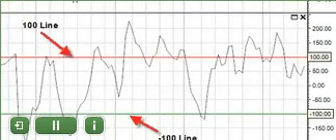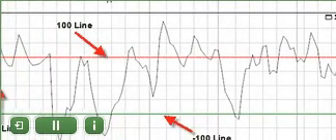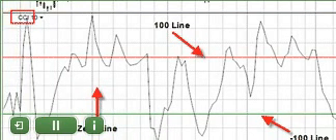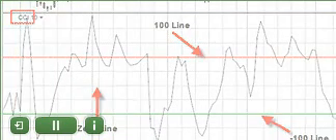Of course, it will take some practice to learn how to identify these highs and lows, and they don't work every time, but you can put the odds in your favor as you trade using these oscillating indicators.